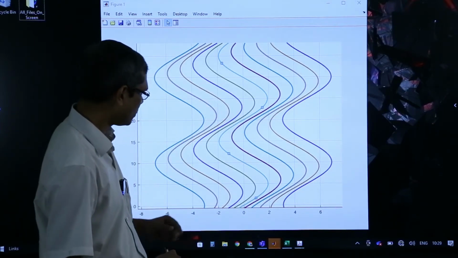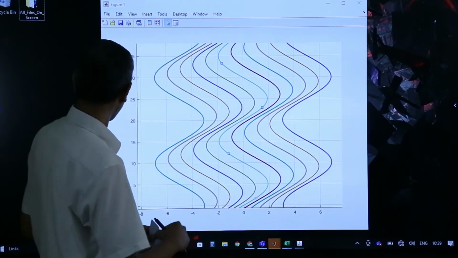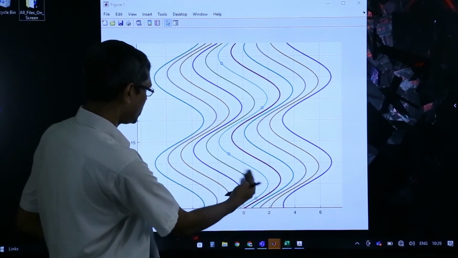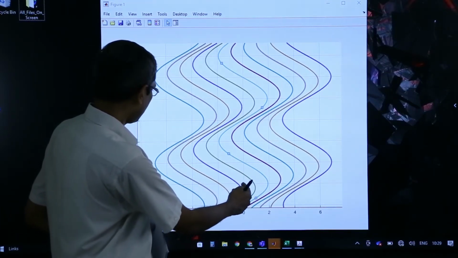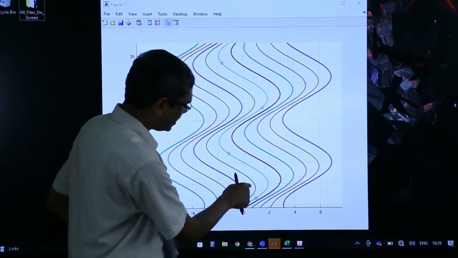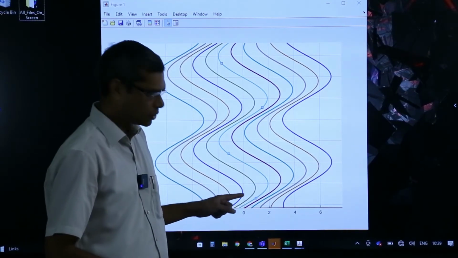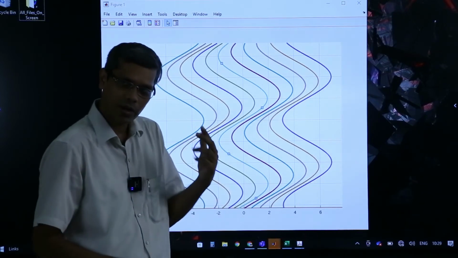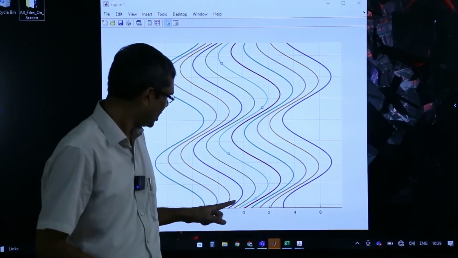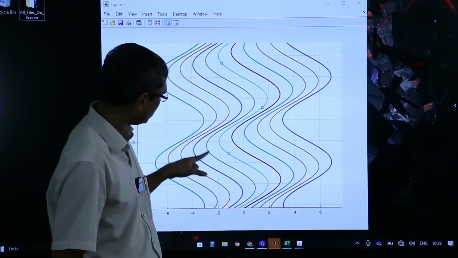Now, here I have named this next one as the -1 particle, this side. So -1, I am referring to -1 as a name. -1 is moving like this with respect to time.